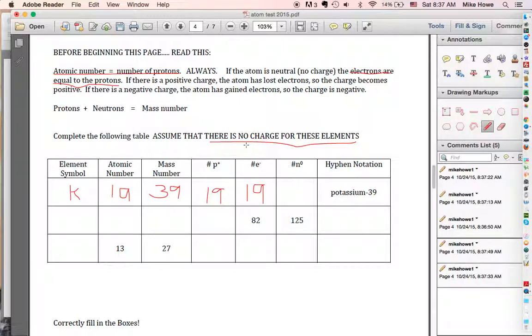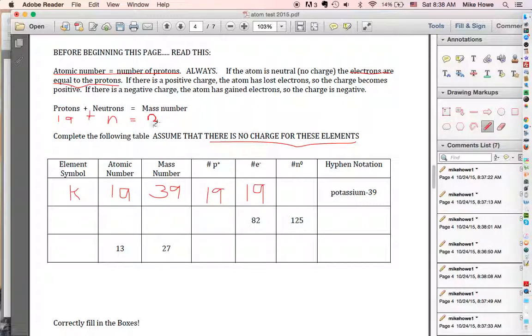Protons plus neutrons equals mass. So in this case, 19 plus the neutrons, whatever that is, equals 39. So 19 plus neutrons equals 39, so the neutrons would have to be 20. You have to be sure that you understand how to calculate that. Don't just write down 20 because I just said 20.